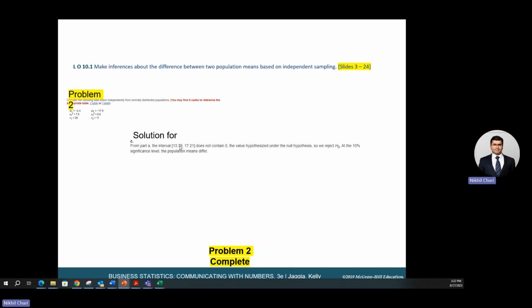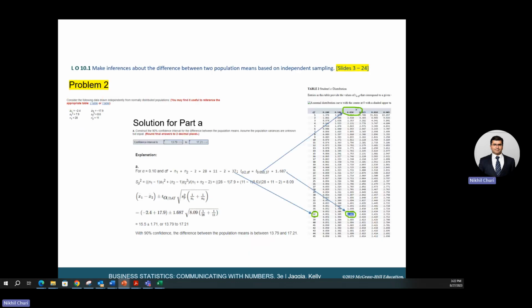From part A, the interval is this. It doesn't contain 0. So the value hypothesized under the null hypothesis, we reject H0 at 10% significance level. So we reject the H0 because 0 doesn't lie between this. So yeah, this completes our second problem.